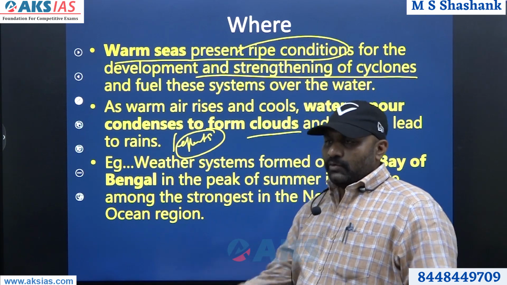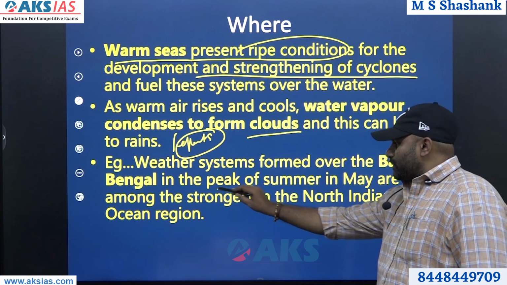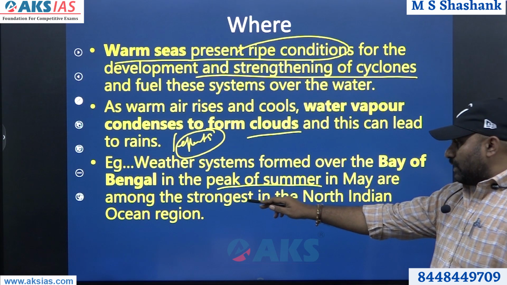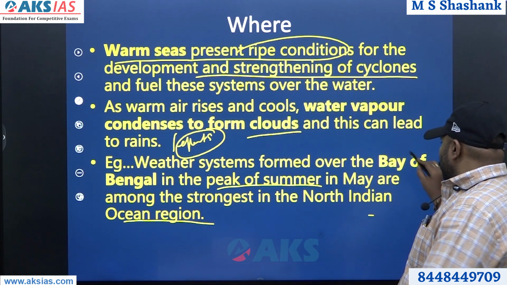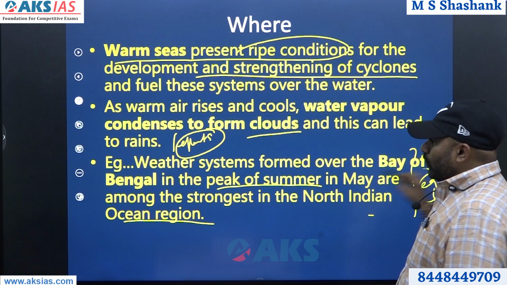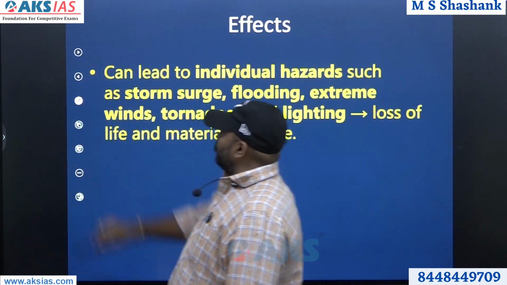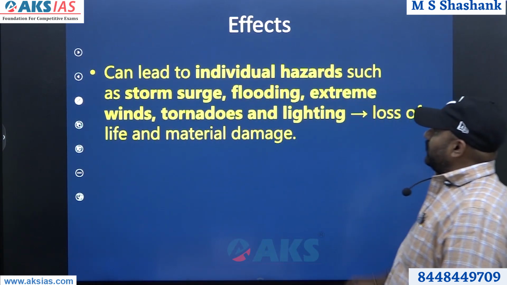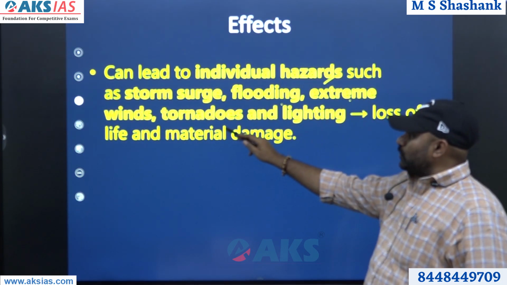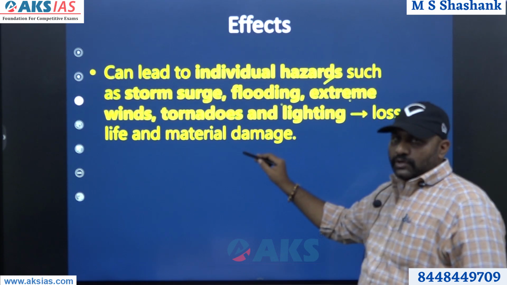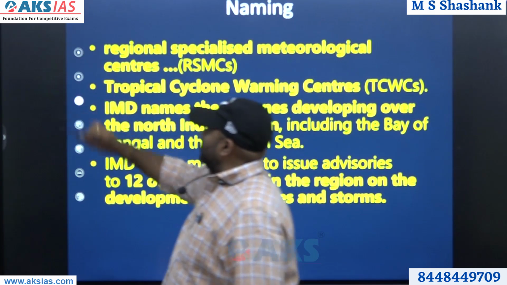Heavy rains wash off a lot of things. So weather systems formed over Bay of Bengal, especially in the peak of summer in May, are the strongest in northern Indian Ocean region. So this is one of the examples that you can take of cyclonic systems. Next, moving on. What are the effects? It can lead to individual hazards such as storm surge, flooding, extreme winds, tornadoes and lightning, and of course loss of life and material damage. This I think even a small kid will answer.